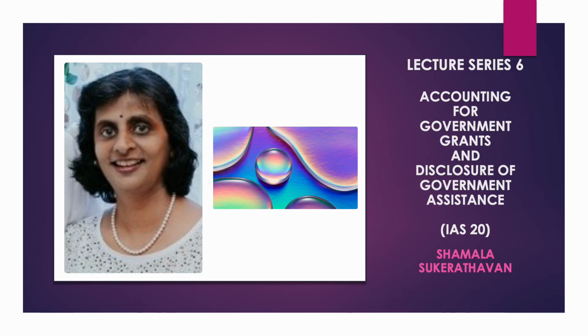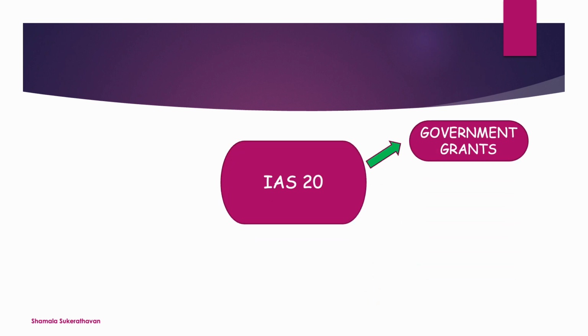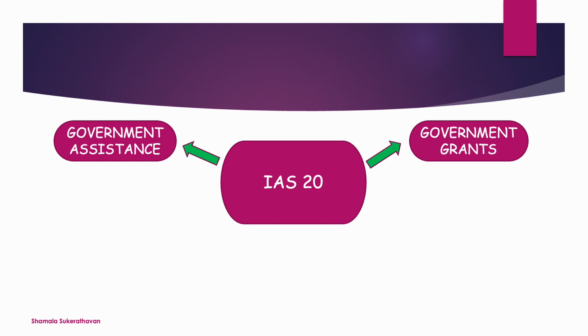Hello there, in Lecture Series 6, I will focus on the underlying principles of IAS 20, Accounting for Government Grants and Disclosure of Government Assistance. IAS 20 deals with two areas, that is government grants and other forms of government assistance.